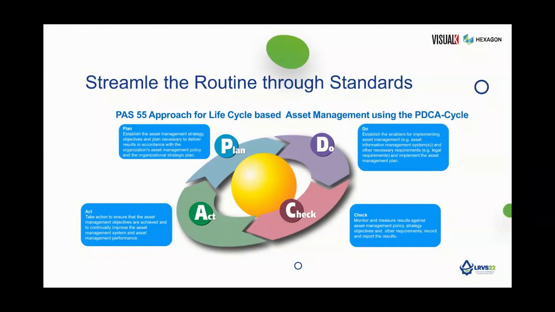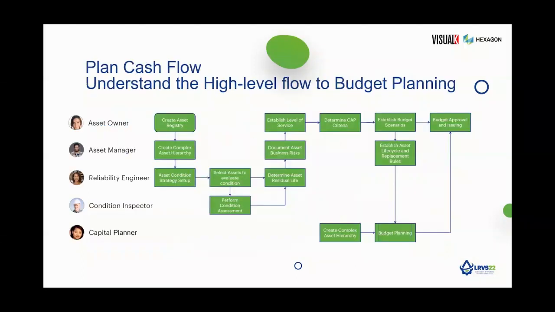So if it doesn't get measured, we're just practicing, right? And obviously, upon checking, take action, right? So it's a virtuous cycle, and it's all guided by PAS 55. Now, the other thing, the third step, is on planning your cash flow, right? So understanding high level flow to budget planning.